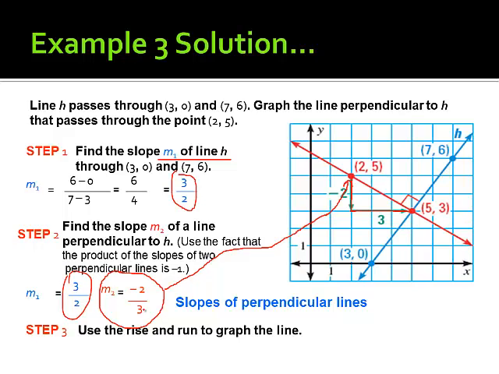Once you do that, again, you only need 2 points to create a line. You can draw the line that goes through those 2 points. It'll also be indicated with a right angle that signifies that these 2 lines are perpendicular.